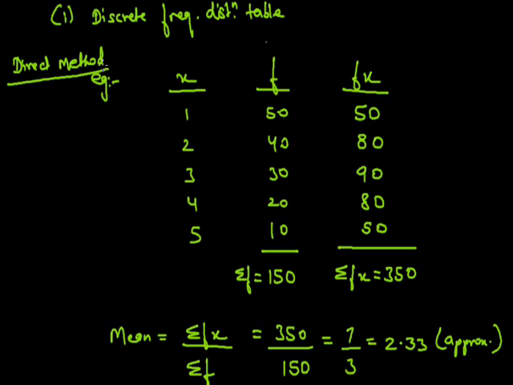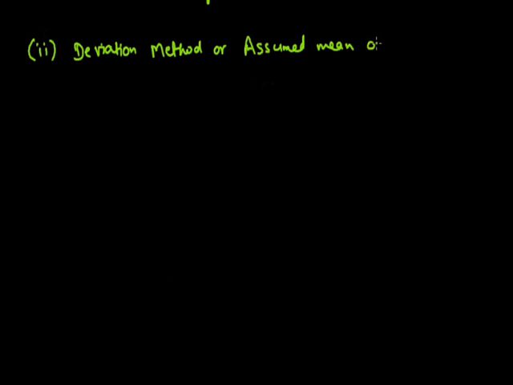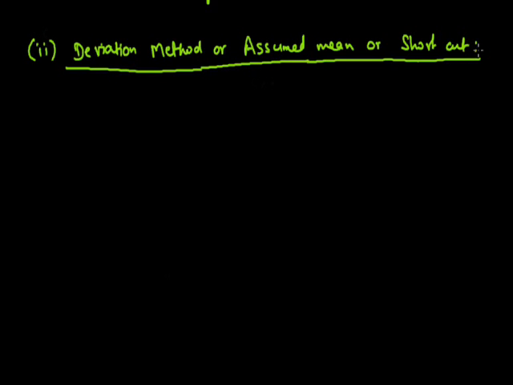Apart from this method, there are two other methods for finding out the mean when the discrete frequency distribution table is given. The second method is the deviation method, or it can also be called the assumed mean method, or shortcut method. So this is the other method of finding out the mean when the discrete frequency distribution table is given.